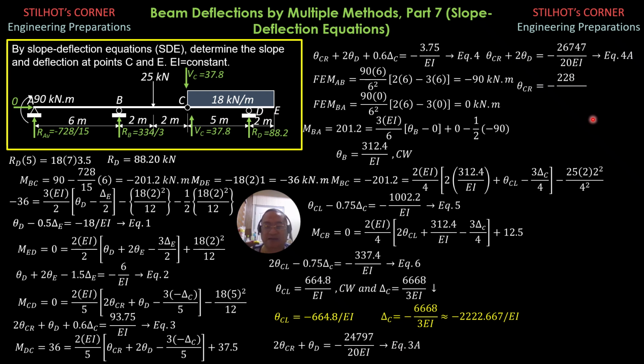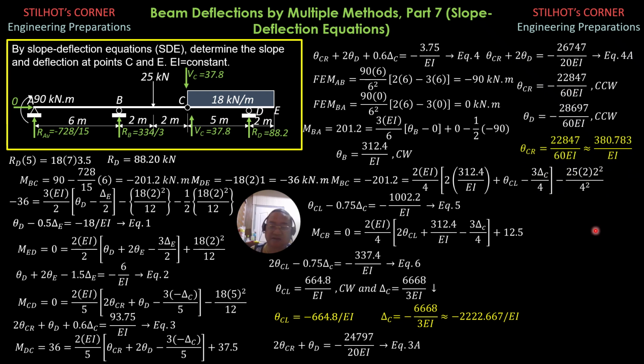We get theta C right equals negative 22847 over 60 EI. That's counterclockwise because it is negative. And remember, counterclockwise rotation is positive. And theta D is negative also, so that's counterclockwise. So therefore, the actual value of theta C right is positive of this value, meaning counterclockwise. So that's it for theta C right.